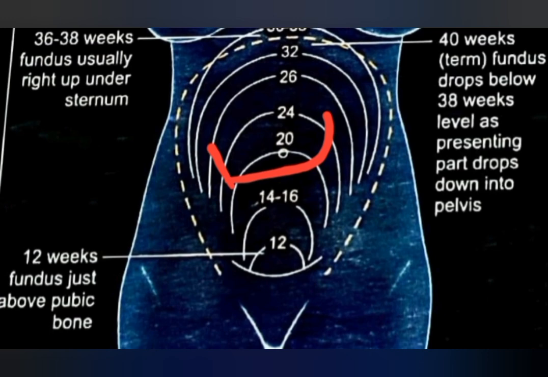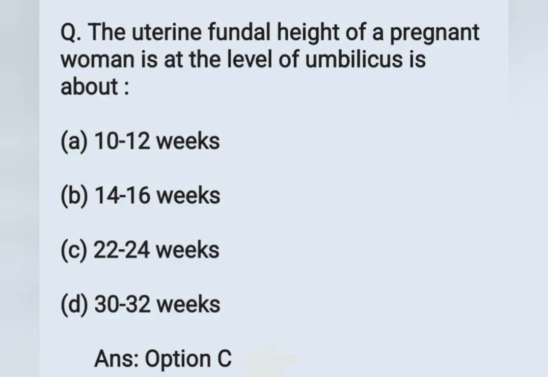Here we can see the 12th week of pregnancy. After the 12th week the fundus is just above the pubic bone, just above the symphysis pubis. At about the 16th week, the fundus can be located halfway between the symphysis pubis and the umbilicus. At 20 to 22 weeks, the fundus can be located at the level of the umbilicus. And at the 36th week, the fundus is at the level of the xiphoid process. Here, in which week is the fundal height of a pregnant woman at the level of the umbilicus? It is about 22 to 24 weeks. So the correct answer is option C.